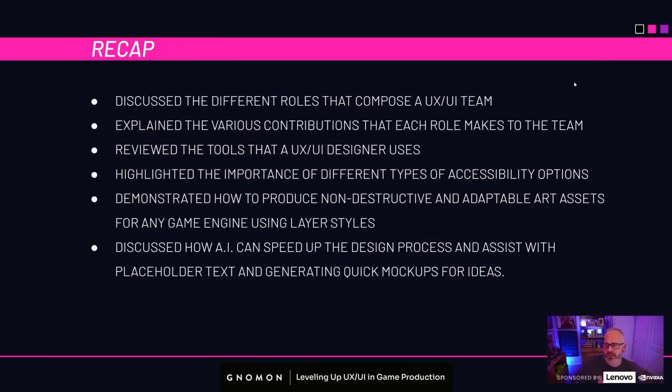So let's do a bit of a recap here. Throughout the presentation, we discussed the different roles that compose a UX and UI team, and explained the various contributions that each role makes to the team. We reviewed the tools that UX and UI designers use. We highlighted the importance of different types of accessibility options. We demonstrated how to produce non-destructive and adaptable art assets for any game engine using layer styles. We discussed how AI can speed up the design process and assist us with placeholder text and generating quick mockups for ideas.